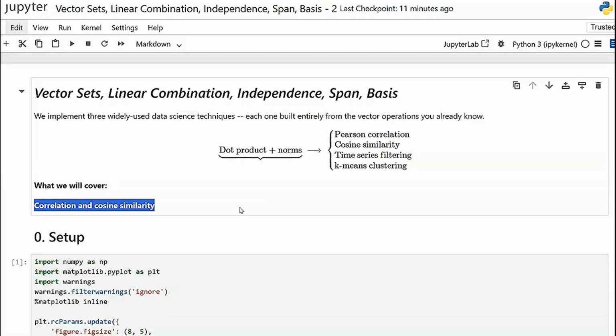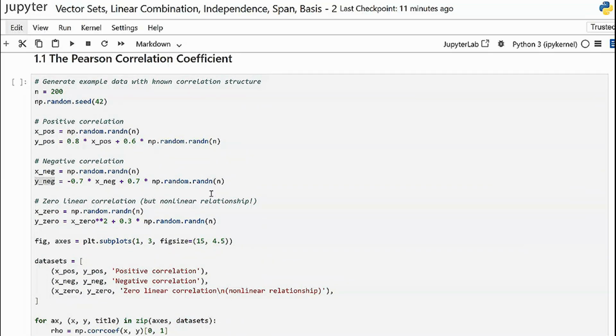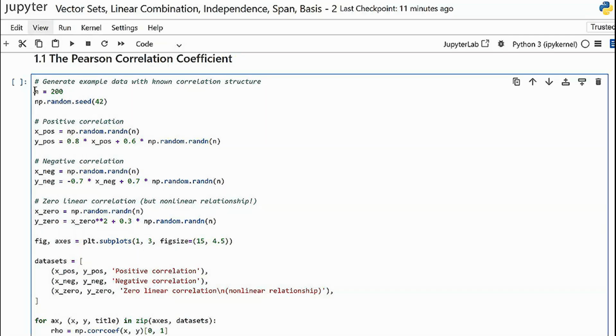Okay, let me just make a demonstration of three important correlation behaviors: positive correlation, negative correlation, and zero linear correlation. Now let me begin with some data points. We begin by defining the number of data points as 200. And kindly observe, a random seed is set to ensure reproducibility. This guarantees the same random values each time the code executes.